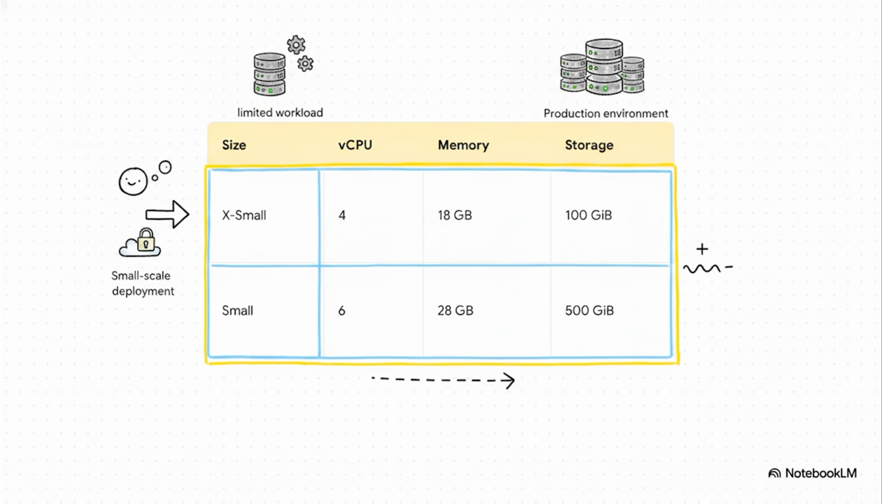Now contrast that with the XSmall setup, which squeaks by on just 4 vCPU, 18 gigabytes of memory, and 100 gigabytes of storage. The XSmall is a very specialized single-node instance. It is intended strictly for small-scale deployments running very limited workloads.